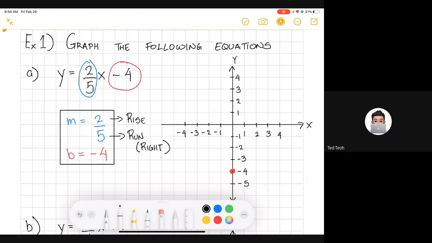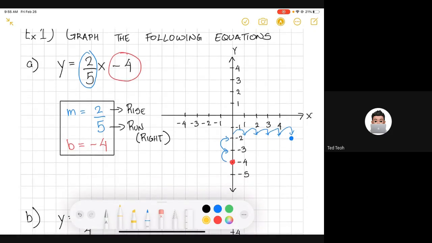From my y-intercept, I'm going to rise 2, because my slope has a rise of 2 and a run of 5. And I'm going to run to the right. We count 1, 2, 3, 4, 5, and I'm going to put a second dot where the slope ends up. Once I have two dots, I'm just going to connect the dots to draw a line.